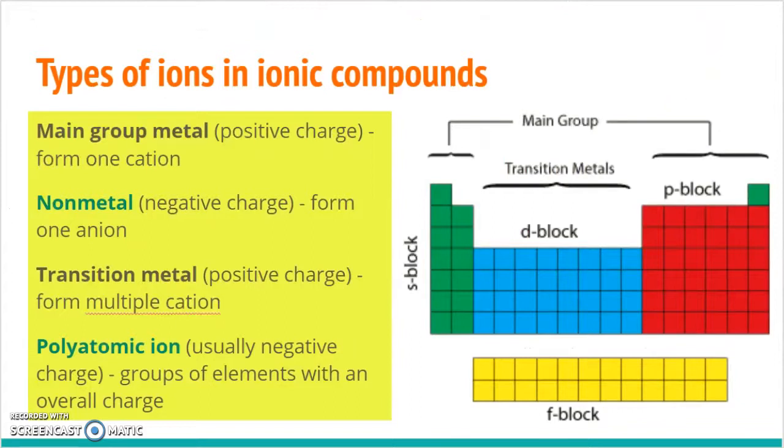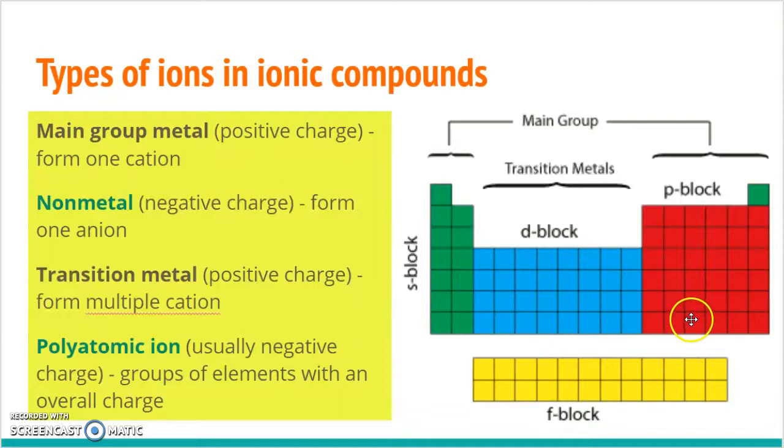Okay. So there are a couple of types of ions that we could see in ionic compounds, and I just want to introduce you to what they are before we talk about them. So a main group metal would always be a positive charge, and this is a metal that we know what cation is going to form. So the main group of the periodic table are the S block and the P block. The D block and F block are our transition metals. They don't count as main group.